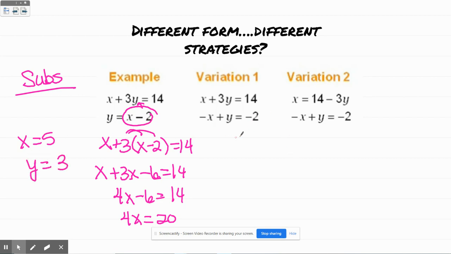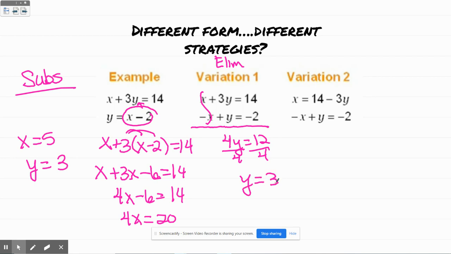What if it looked like this, though? Would I have wanted to use substitution? No. I have opposites already. I would have used elimination. They already have opposites in the x, so I would just add the two equations. Even though they're the same, the way it looks makes me want to do a different method. The x's are eliminated, and I get 4y equals 12. This time, it was way quicker to get y by itself, and y is 3.